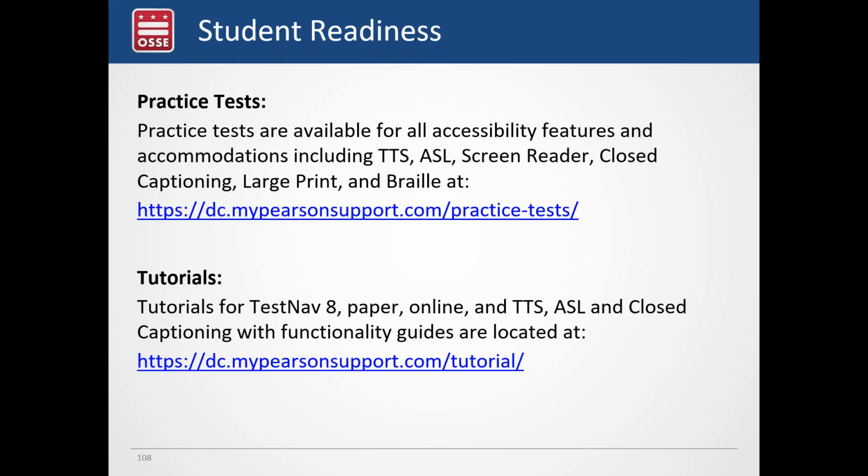And last but not least is just our additional information. For student readiness, we have practice tests that are available for all accessibility features and accommodations, including text-to-speech, sign language, screen reader, closed captioning, large print, and Braille. And those are located both in the PearsonAccessNext training site as well as on the resource site under practice tests. And again, the tutorials for all of those are also on the support site or within the TestNav app itself.